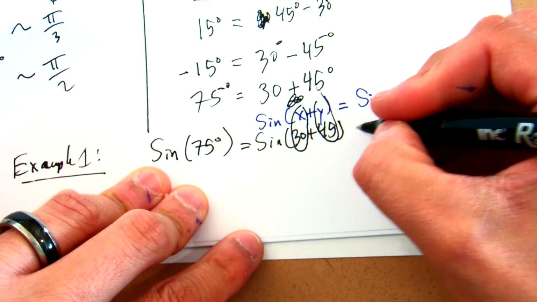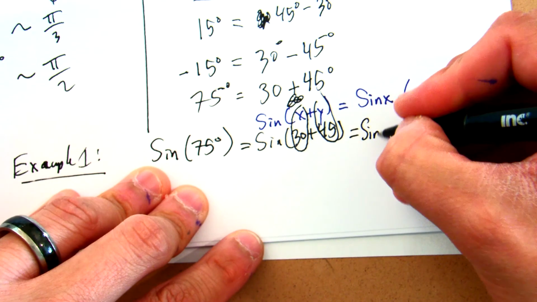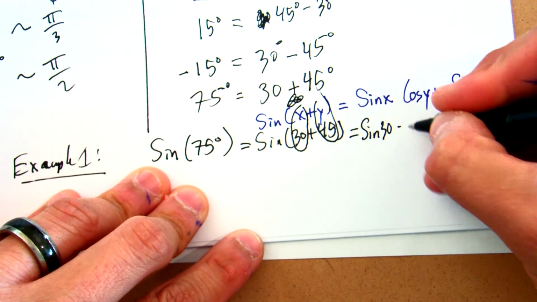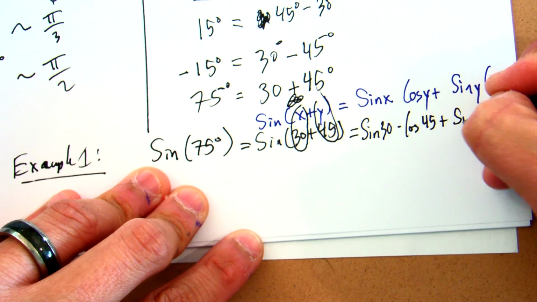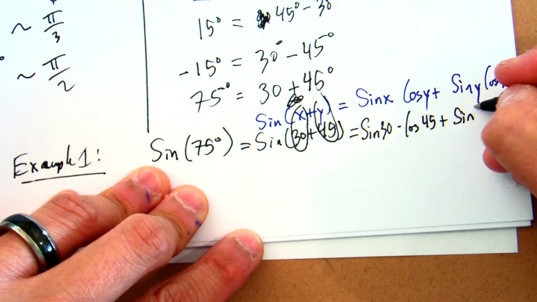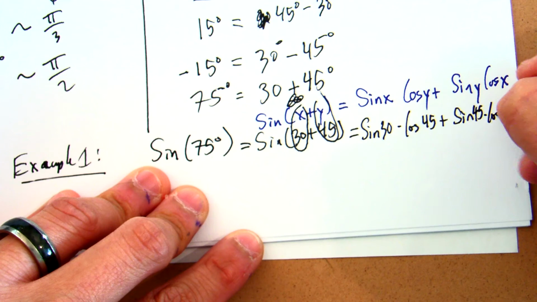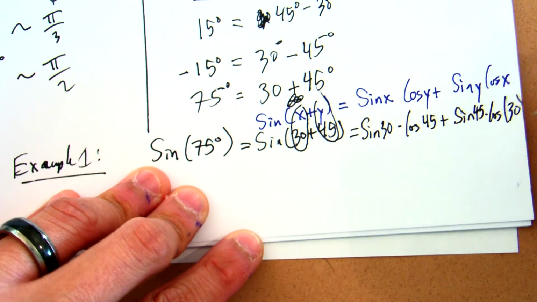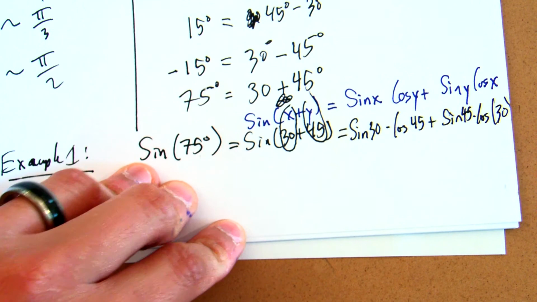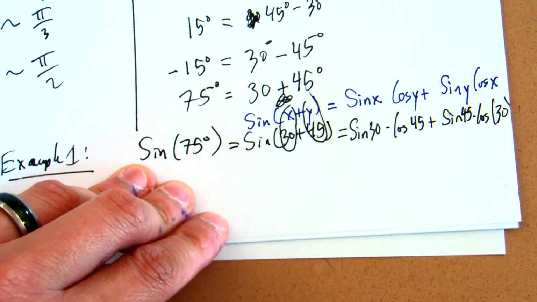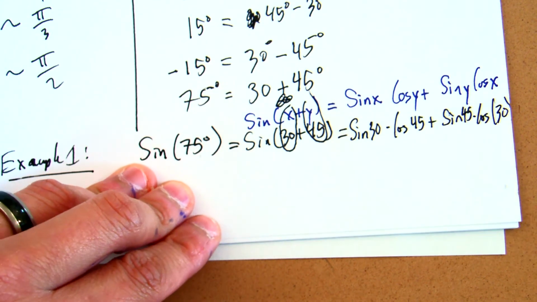We're running out of time. So we have the sine of what? 30 times cosine of what? 45 plus sine of what? What was y? 45 times cosine of what? 30. Now, this is where you either need your unit circle or your special right triangles. Okay? I'm going to do this really fast. So hopefully you will remember.